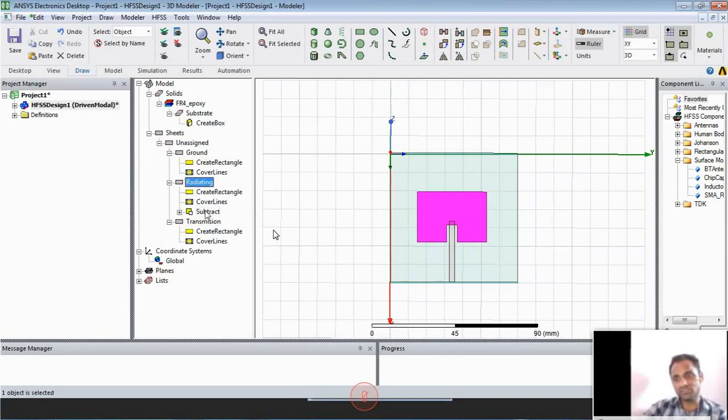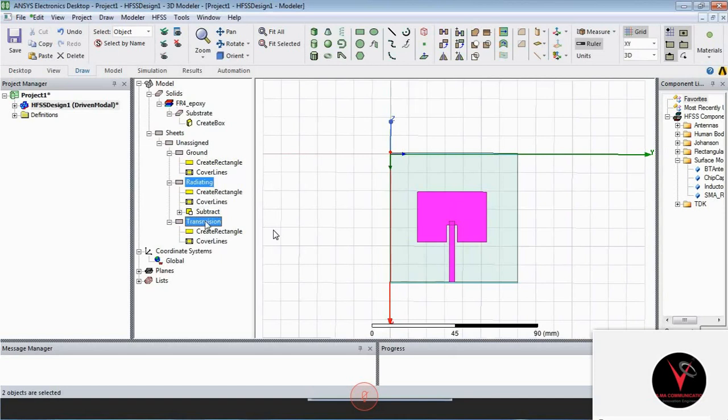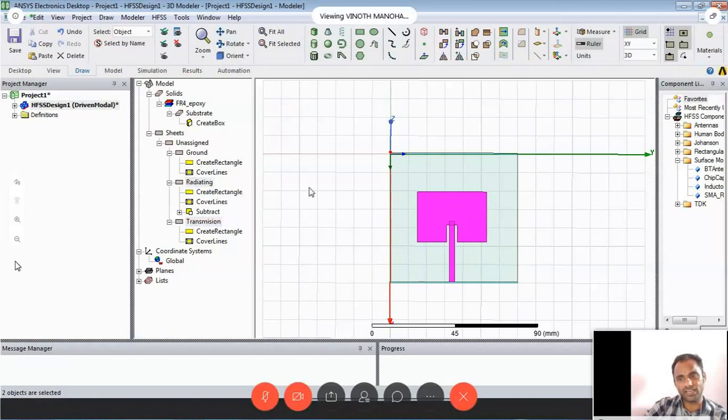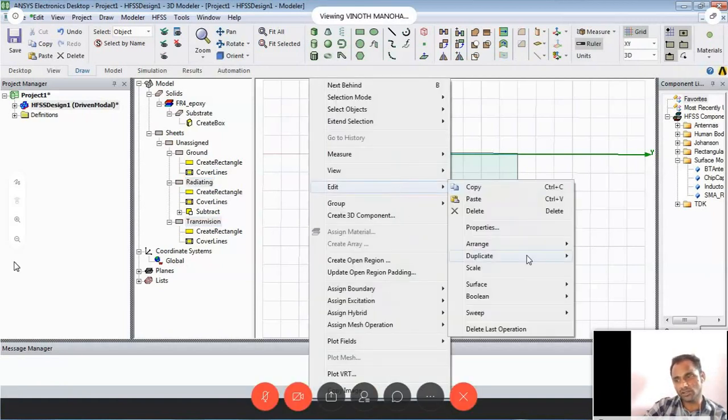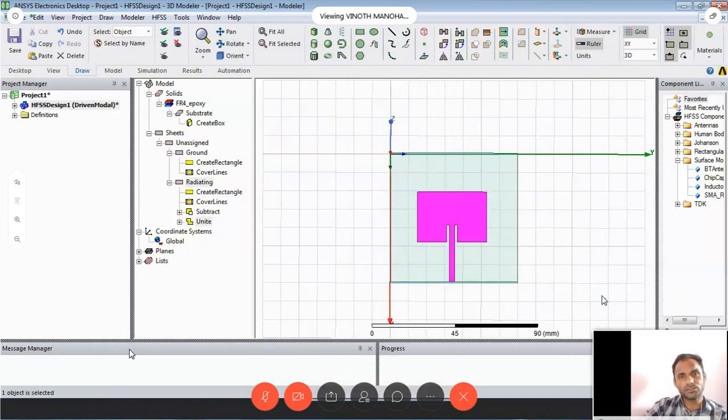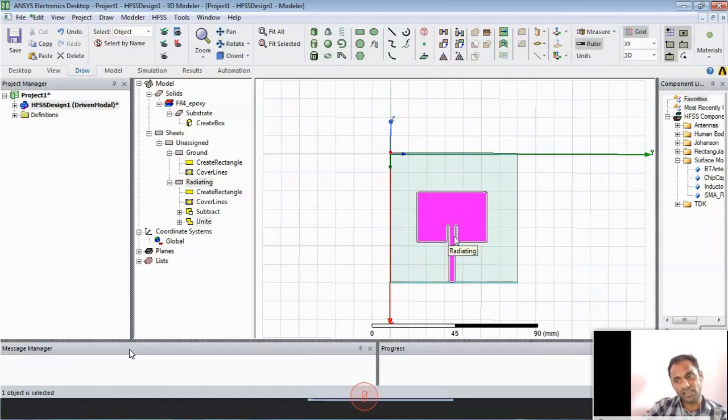Okay, and once again I merge the transmission line into the radiating layer. So select both, then go for Edit and Boolean. That Boolean has a unite function, so I'll give unite. So now my exact antenna is ready. Here the antenna has a two feed line, having two capacitances via the feed line.